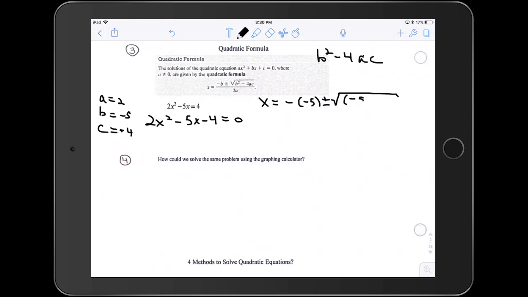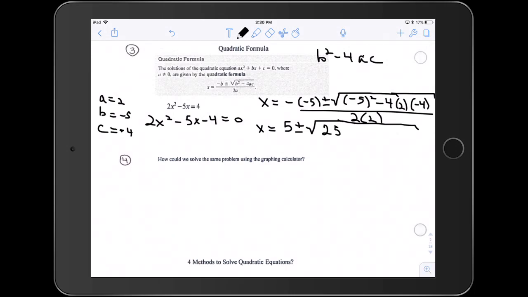Negative 5 squared. And I'm using a stylus that, because of how hot it is in my room, is starting to get weird. All over 2a, 2 times 2. So this is where you're going to simplify it. And just be careful when you're simplifying it to not lose negatives and to make sure you're following your proper order of operations. So this is 5 plus or minus. Of course, negative 5 quantity squared is a positive 25. So don't just use your calculators, make sure you're using them right. Negative 4 times 2 times negative 4 is going to be a positive 32 all over 4.